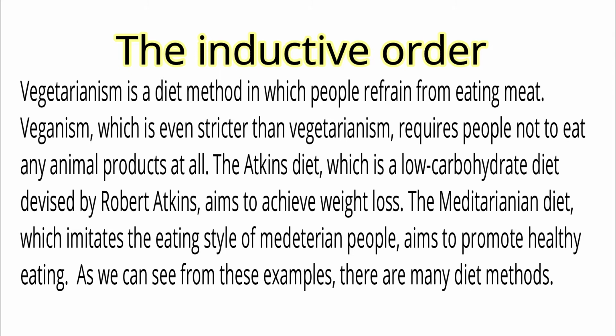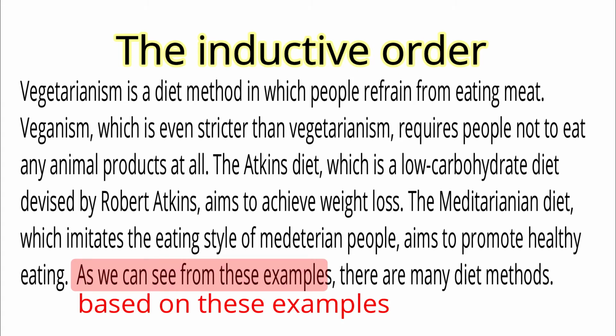Vegetarianism is a diet method in which people refrain from eating meat. Veganism, which is even stricter than vegetarianism, requires people not to eat any animal products at all. The Atkins diet, which is a low-carbohydrate diet devised by Robert Atkins, aims to achieve weight loss. The Mediterranean diet, which imitates the eating style of Mediterranean people, aims to promote healthy eating. As we can see from these examples, there are many diet methods. To indicate that we are generalizing based on examples, we need to use clue words like based on these examples.